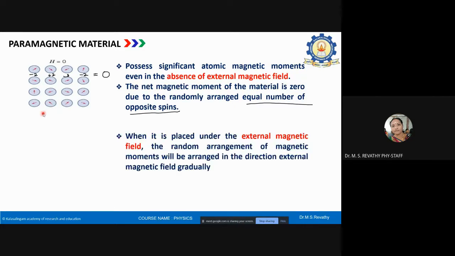Then what happens when it is placed in an external magnetic field? The random arrangement of the magnetic moments will be arranged in the direction of the external magnetic field. They gradually change their direction, and then finally you can see the direction of the magnetic moment will be in par with the direction of the external magnetic field. Clear? So this is paramagnetic material. We have understood about the presence and absence of the magnetic field.